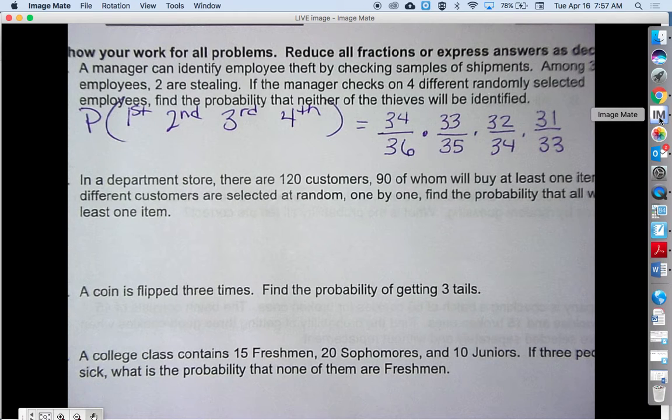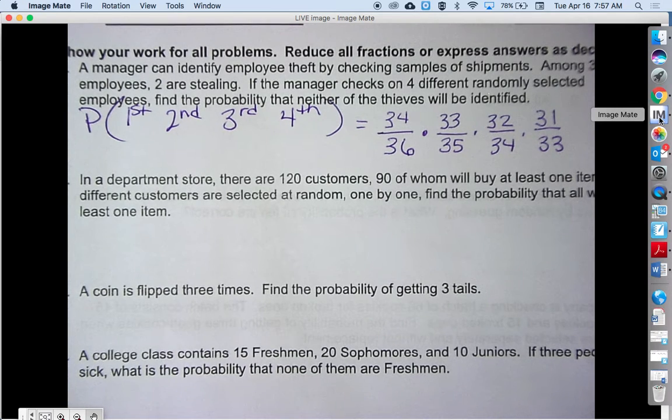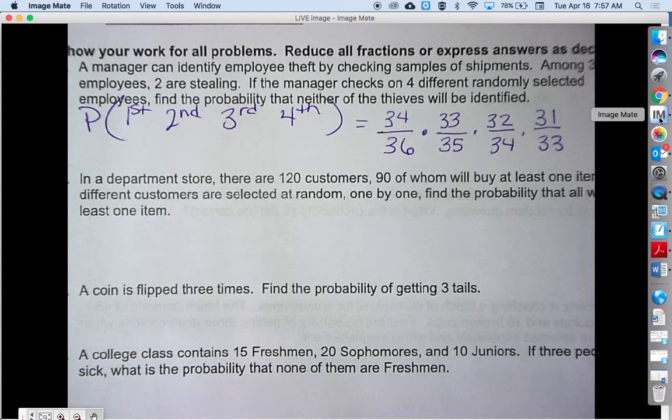So 34 of them are not thieves out of the 36 employees. And then once I get that one person marked off, I'm moving on. Questions? And that reduces to 248 over 315.